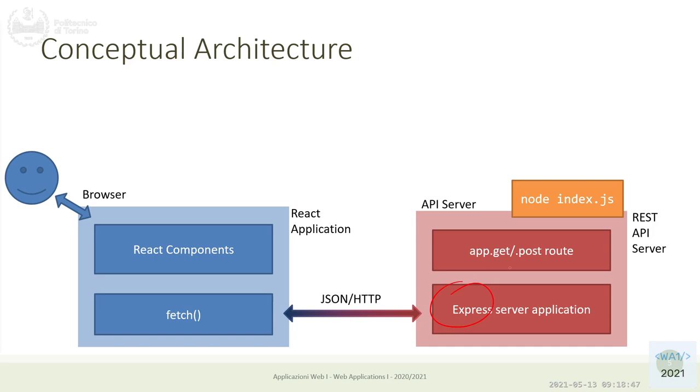And in this case, of course, fetch, as we learned, is able to make HTTP requests and send and receive JSON objects. So far so good. The server is run with node, in our index.js or server.js, and contains all the APIs.